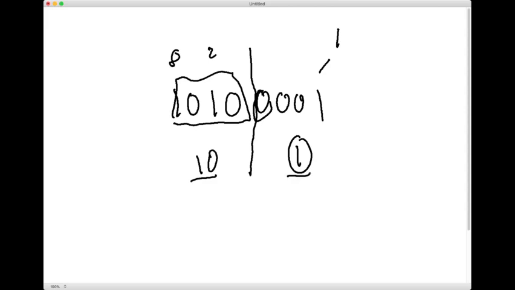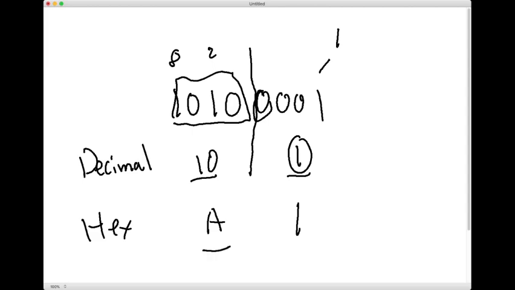And this is if we convert to decimal. Now in hex, we don't have 10, we have A, but we do have 1, because 0 to 9 is still the same as decimal. So in hex, this binary sequence will equal A1. So that's how you would convert. You split the byte sequence in half, then you figure out the value of each half in isolation, and then you convert that to hex. So that's how you convert from binary to hex.